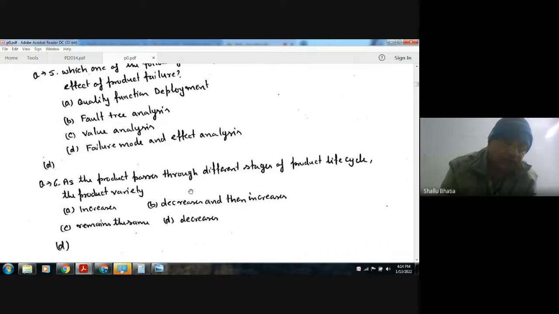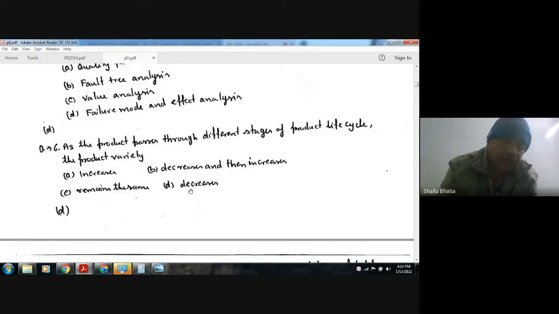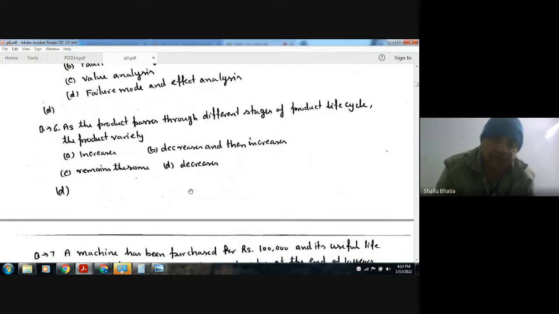This is the answer. Next, as the product passes through different stages of the product life cycle, the product variety decreases. So as the life of the product increases, as it passes through different stages, after some years, depreciation is always involved with the product.